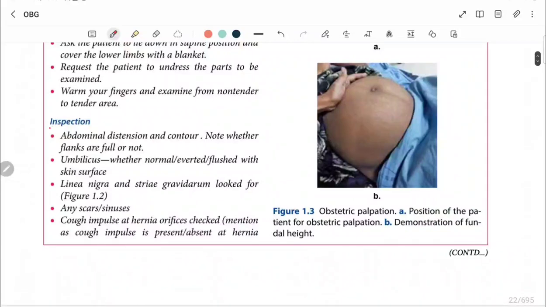So first, moving on to inspection. Abdominal distension and contour. Look for the abdominal distension and contour and note whether flanks are full or not.